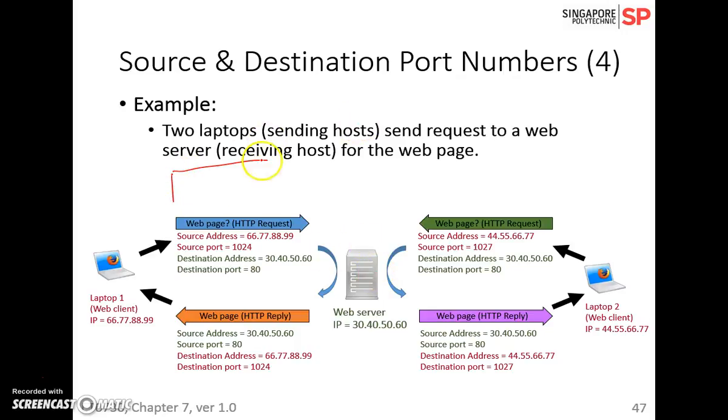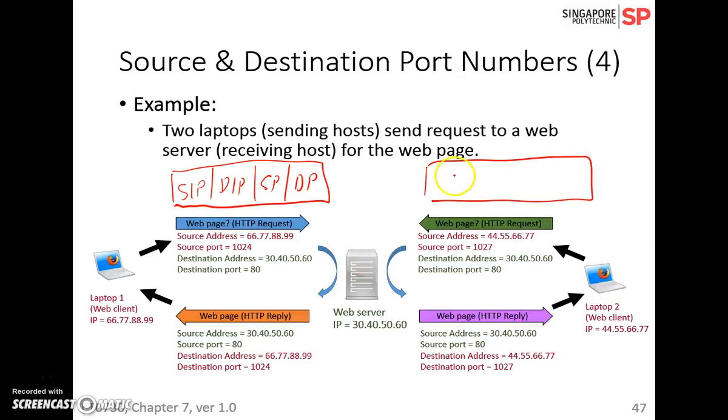In the packet itself, you will have four pieces of information: source IP, destination IP, source port, and destination port. Similarly, when laptop 2 tries to connect to the web server, it will also have the same four pieces of information: source IP, source port, destination IP, and destination port, followed by the data that you want to send. These four pieces of information, remember, form the socket.